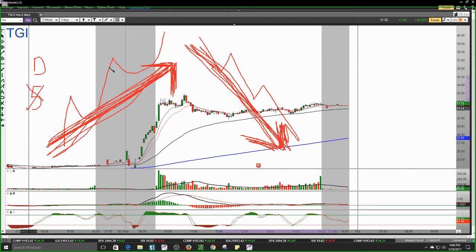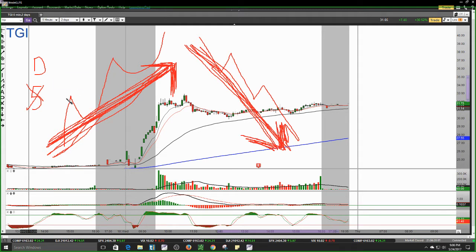So you are a trend trader no matter how much you don't want to think that you are. You are a shorter trend trader as a day trader, or you're a longer trend trader as a swing trader. Either way, you're a trend trader. So when you are trading trends, you are looking for Fibonacci retracements.